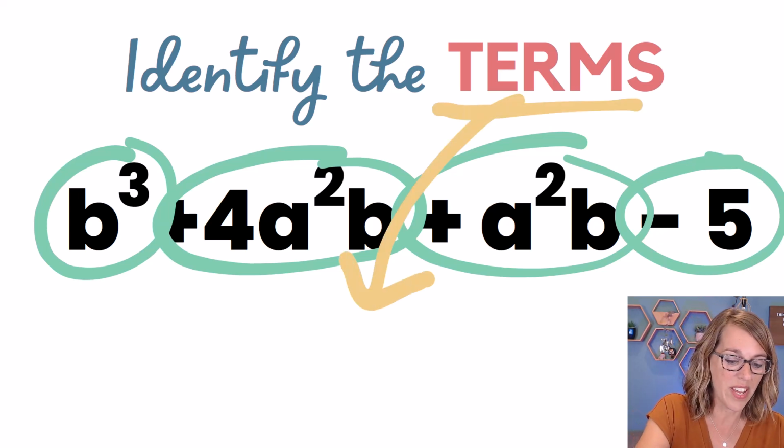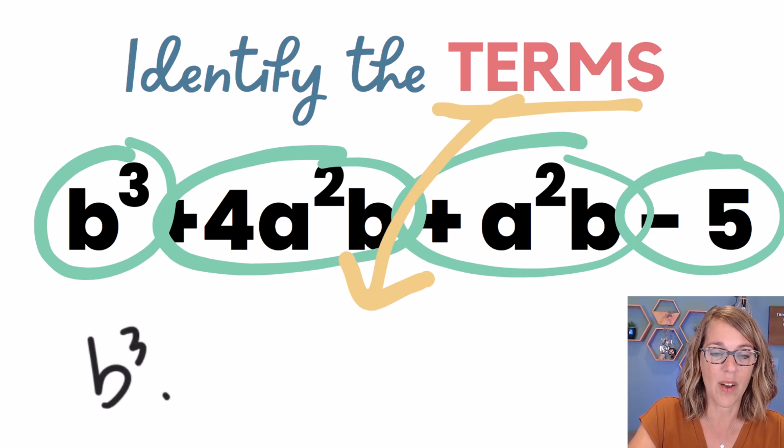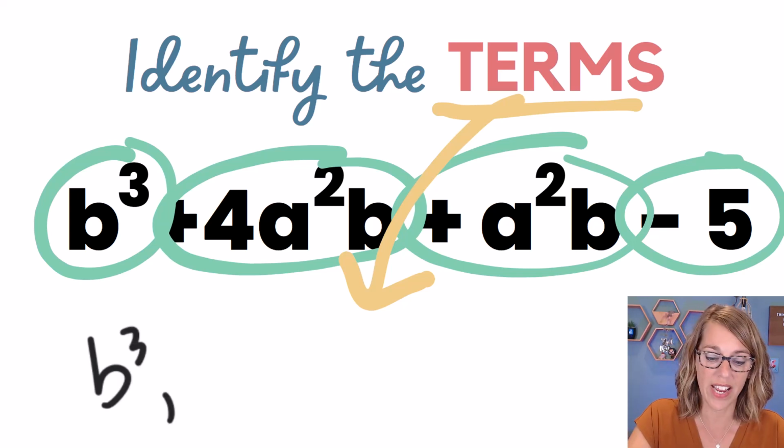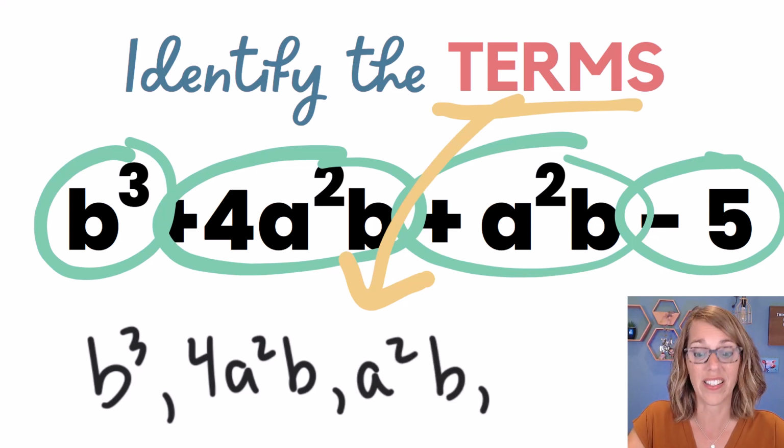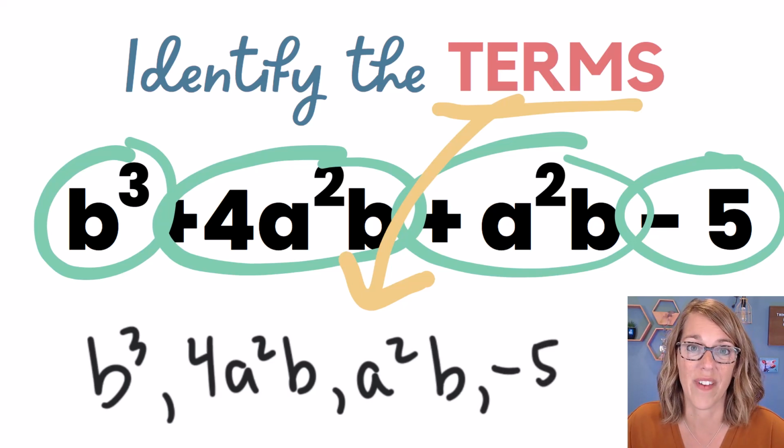So in this one, we have got a b cubed, so I've got b cubed, comma, a positive 4a squared b. Those are all multiplied together, so that is a term. And then I've got another positive a squared b, comma, and then finally that negative 5, and I do need that negative to go along with the 5.